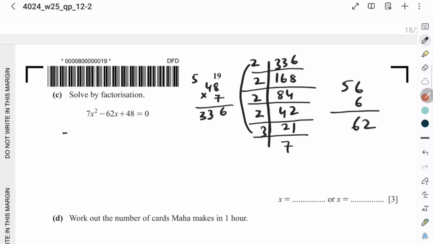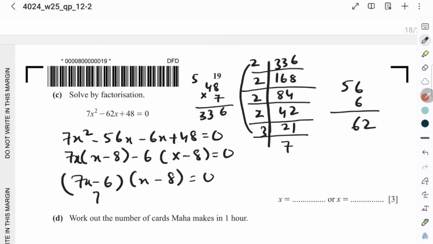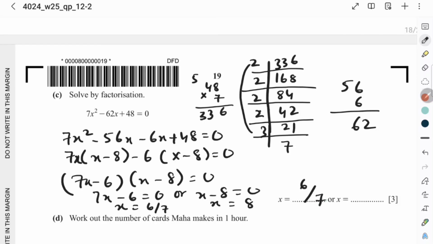So 7x² − 56x − 6x + 48 equals 0. And then 7x common, x − 8, minus 6 common, x − 8 equals 0. So (7x − 6)(x − 8) equals 0. So 7x − 6 equals 0, so x equals 6/7, and x − 8 equals 0, or x equals 8. So 6/7 and 8.